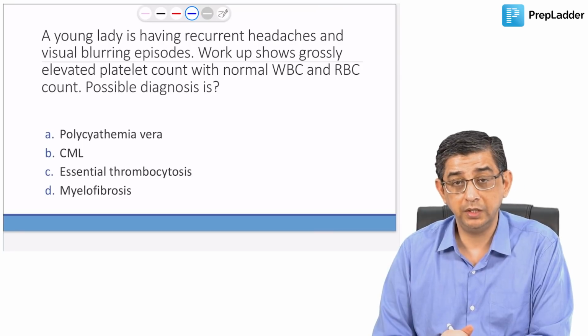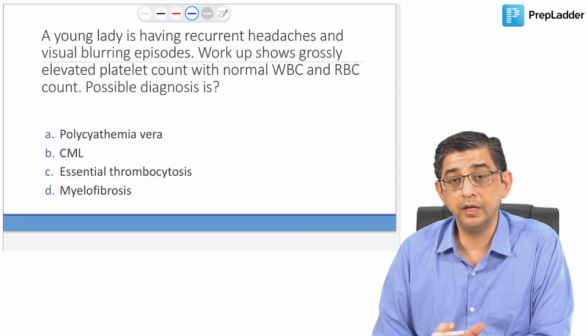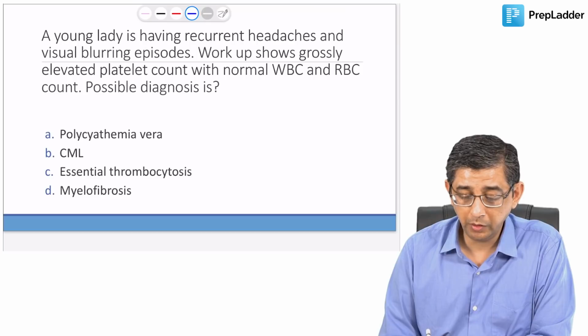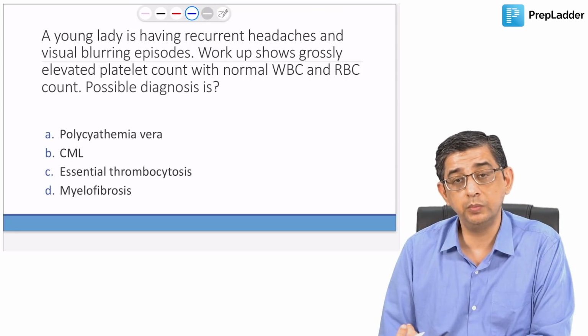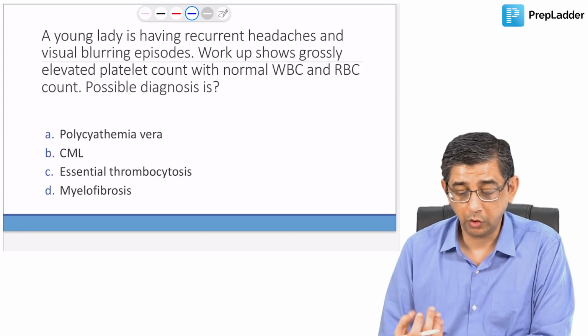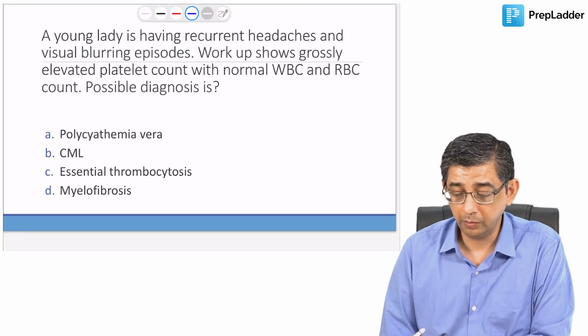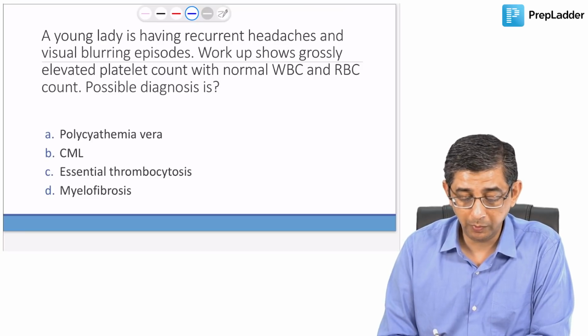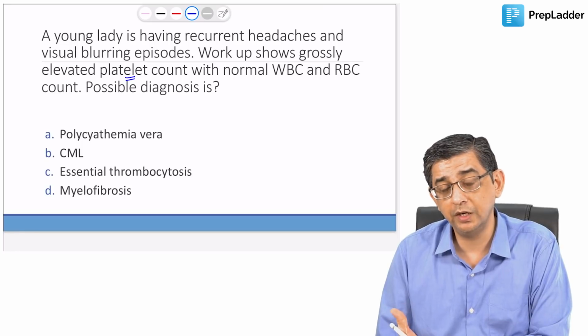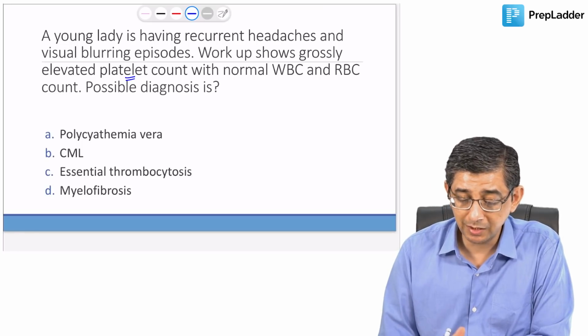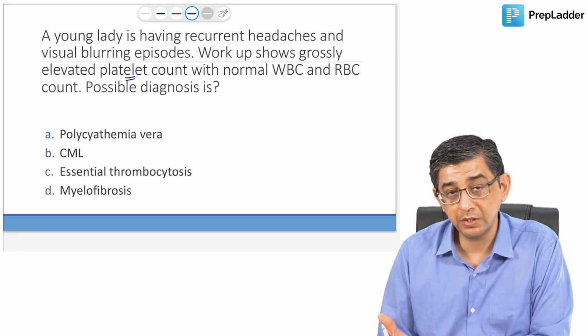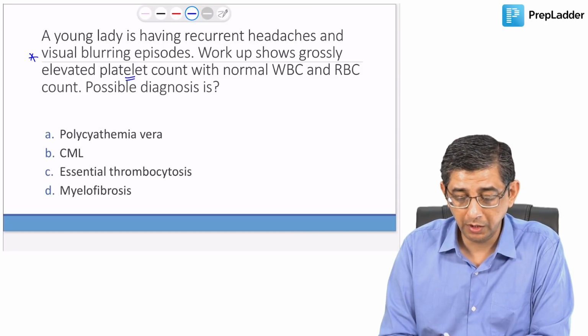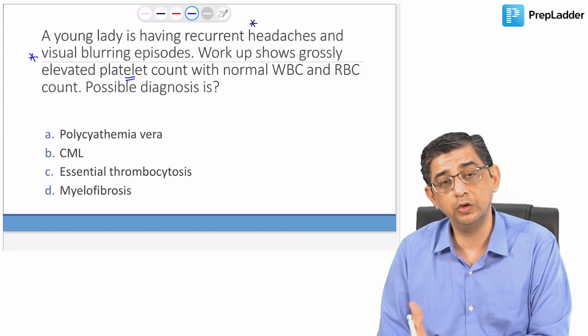The next one talks about a young lady having recurrent headaches and blurring episodes. You see, when you read about recurrent headaches and blurring episodes, it could be stroke. Workup of the patient shows grossly elevated platelet count with normal WBC and RBC count. So the problem is thrombocytosis. The platelet count is more in the person. As a result of it, there could be development of clot formations with respect to ophthalmic artery, with respect to cerebral circulation. So there could be headaches.